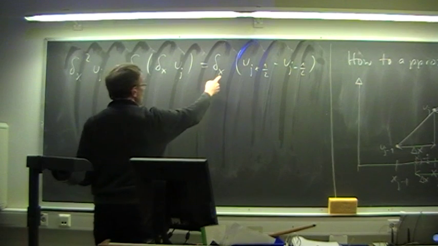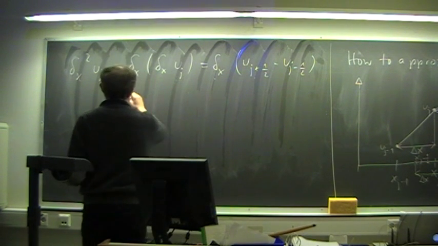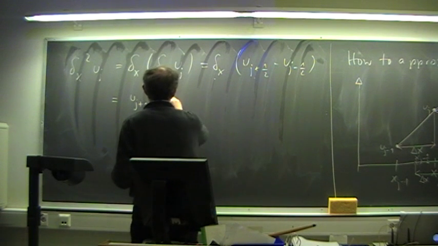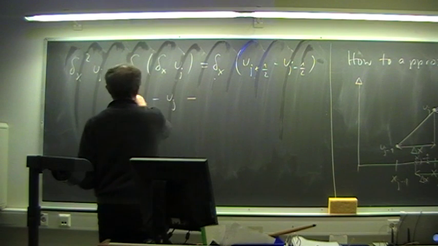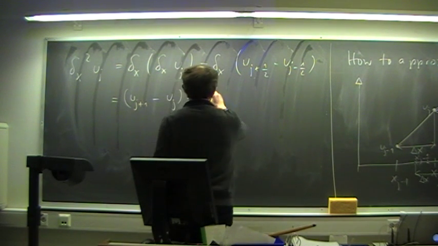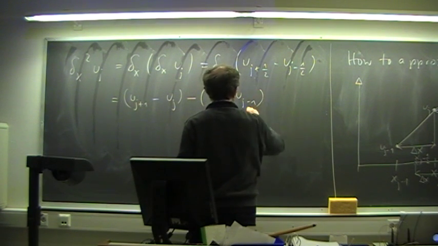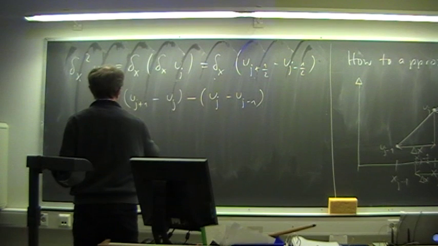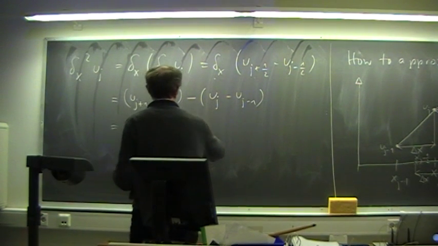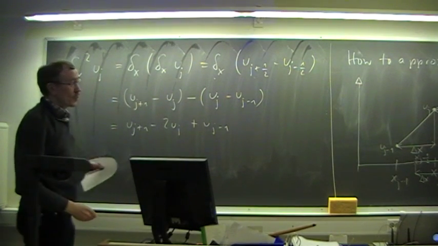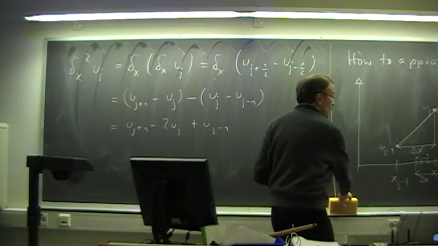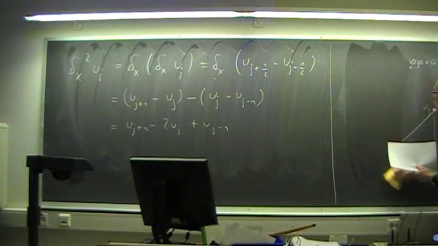Then we apply this operator to each of these again. Applying it to this means shifting the index 1/2 up, so you get uj plus 1 minus uj. And then we have minus, and we shift everything 1/2 down: uj minus uj minus 1. And then we get exactly what we have over there. In the numerator, we get uj plus 1 minus 2uj plus uj minus 1. So we can also express our finite difference approximation by using this finite difference operator.